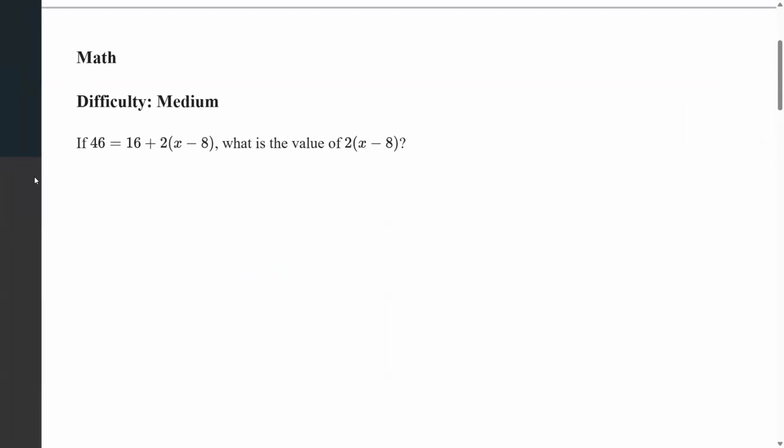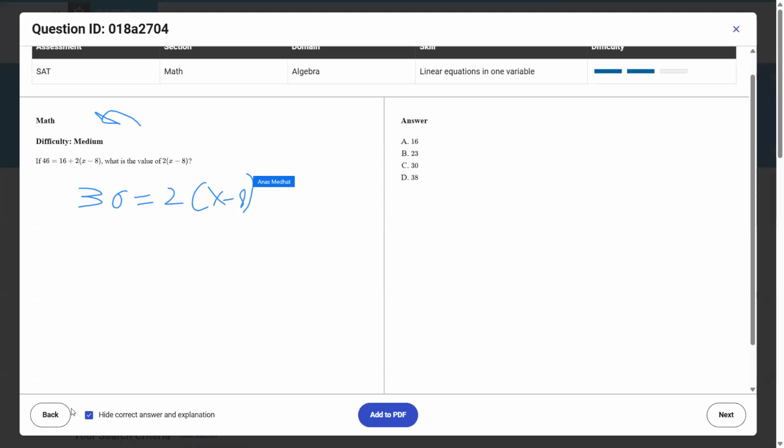It's asking about the value of 2x minus 8. You don't have to solve for x, all you have to do is shift this 16 to the other side. So 30 is equal to 2x minus 8. The answer is 30.